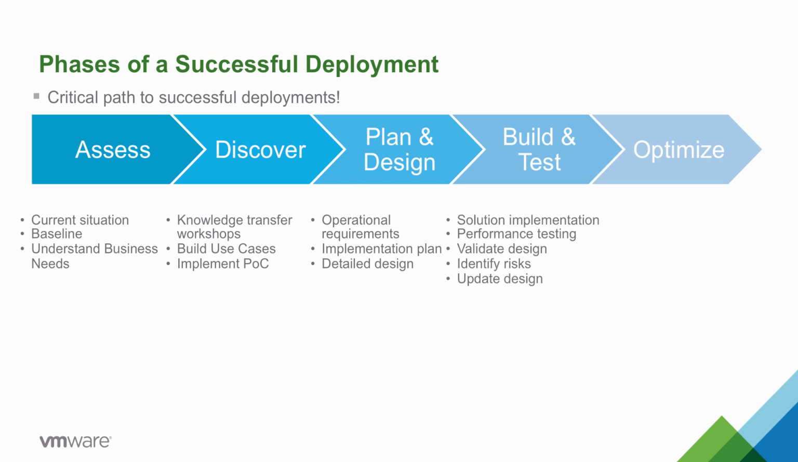In the build and test phase, we start to implement the solution. We do performance testing, we validate the design, we identify potential risks, and we update the design until it's finalized. We also start a pilot in this phase and expand the user groups that are involved beyond the POC. In the optimize phase, we're going to do environment tuning and optimization, and we're going to evaluate everything that's going on against our current best practices.